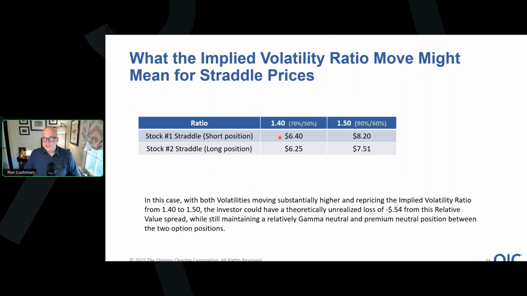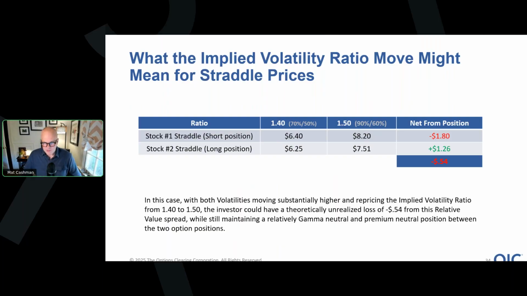This straddle moved from a 6.40 to an 8.20 price when this vol went from 70 to 90, and this straddle moved from a 6.25 to 7.5 when the vol went from a 50 to a 60. That means in this situation, you are going to lose 54 cents on that straddle swap. The reason why you lost 54 cents here isn't just because vol went up. It's because vol went up more on the one you're short than the one that you're long. And that's the reality of this situation.